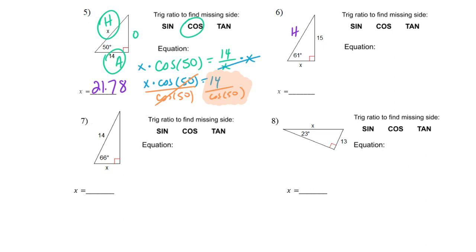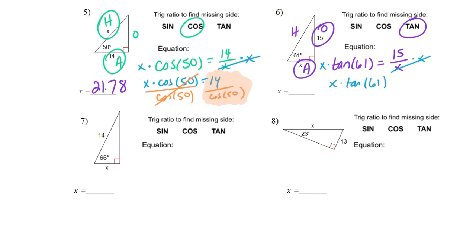The hypotenuse is not labeled, which means I'm going to be dealing with tangent, because tangent is the only ratio that does not have the hypotenuse in it. And I know the tangent of 61 is equal to the opposite, 15, over the adjacent, x. Multiply by x on both sides, and I get x times tangent of 61 equals 15. We then have to divide by the tangent of 61 because I need to get x by itself, and 15 divided by the tangent of 61 is 8.31.